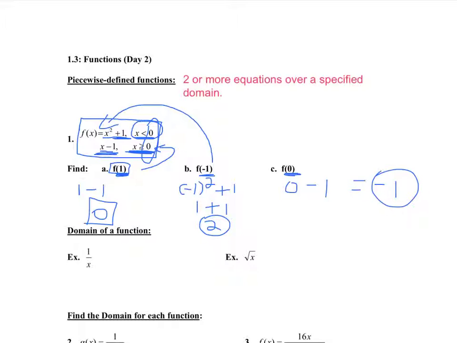You basically just have to take whatever values for x, and ask yourself, alright, am I plugging into the first equation, or am I plugging into the second equation? And in order to know which equation you're plugging in, you have to look at the domain that's restricted for each of the two equations.